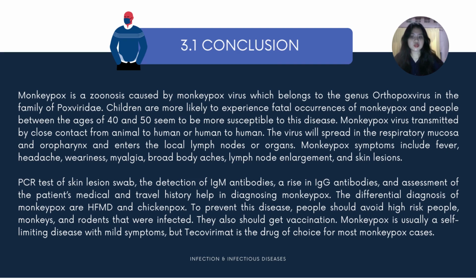Monkeypox symptoms include fever, headache, weariness, myalgia, broad body aches, lymph node enlargement, and skin lesions. A PCR test of a skin lesion swab, the detection of IgM antibodies, a rise in IgG antibodies, and assessment of the patient's medical and travel history help in diagnosing monkeypox. The differential diagnoses of monkeypox are smallpox and chickenpox. To prevent this disease, people should avoid high-risk people, and monkeys and rodents that were infected. They should also get vaccination. Monkeypox is usually a self-limiting disease with mild symptoms, but tecovirimat is the drug of choice for most monkeypox cases.